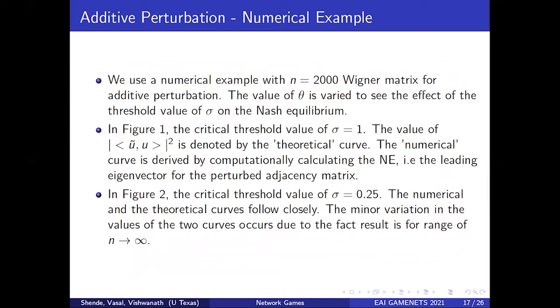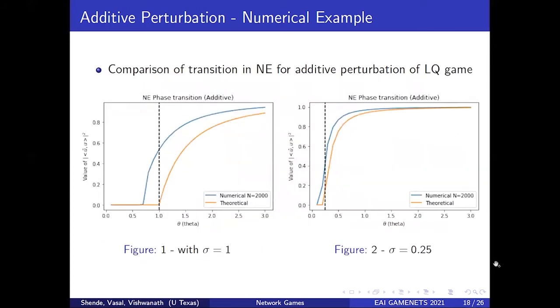We try to visualize this using a numerical example for a Wigner matrix with n equal to 2000. We plot the theoretical curve from the phase transition theorem, and then calculate the Nash equilibrium numerically, which is just the leading eigenvector, for two different critical values. Here, we can see that below and above this critical value, the Nash equilibrium shifts and starts displaying this phase transition. There's a bit of difference between numerical and theoretical, since these results are valid for n tending to infinity.